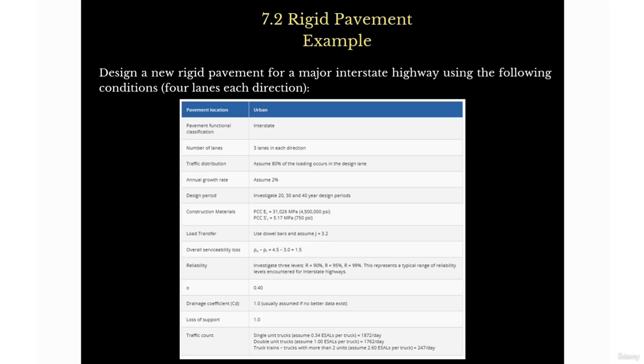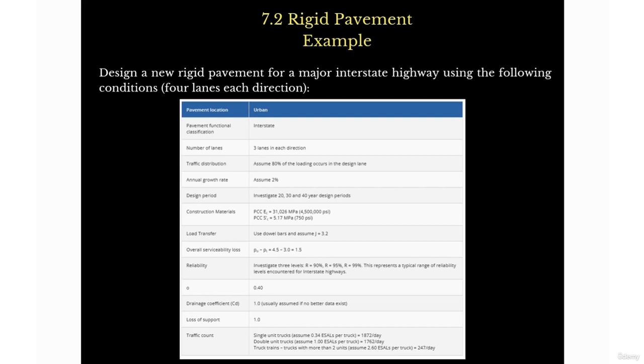Okay, so for the rigid pavement example, these are the design parameters. I've spoken about them. In this case, you are to design a new rigid pavement for a major interstate highway using the following conditions. It's an interstate, it's a 3-lane, you assume 80%. Then the only difference is the construction material here. You're assuming your PCC, the maximum compression, so 5.17, which is actually very reasonable.